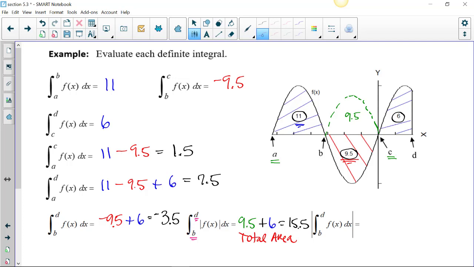So now I look at what's the absolute value of the integral from B to D. Well, we just evaluated this. The integral from B to D, we said, is negative 3.5. So then we take the absolute value of that and we get positive 3.5. And there you go. I hope you enjoy these definite integrals in this area as much as I do.